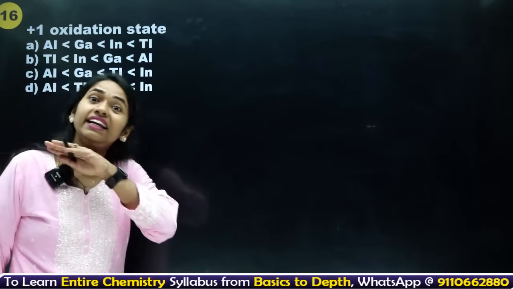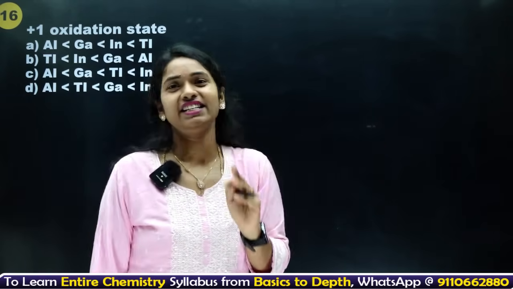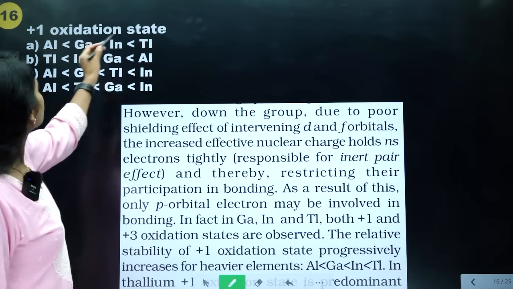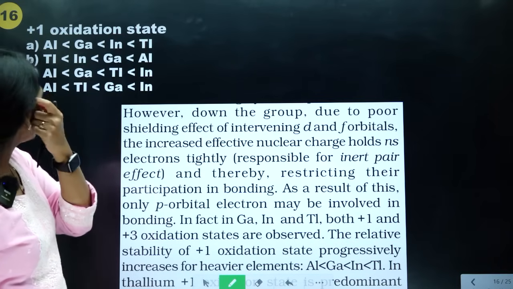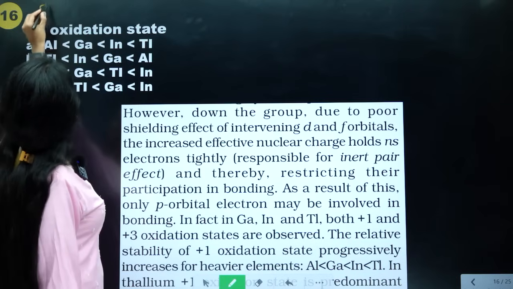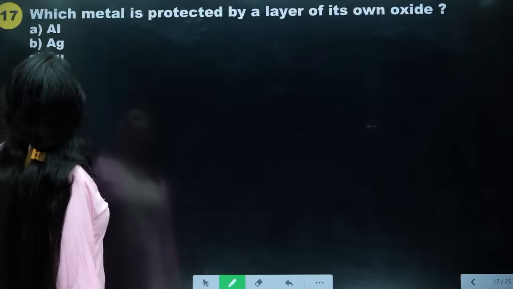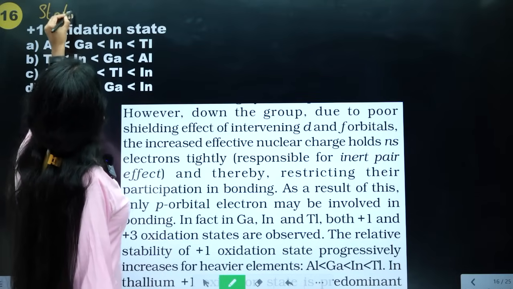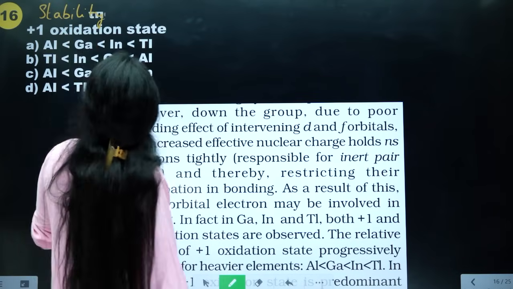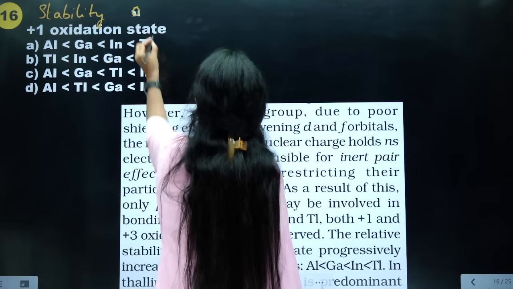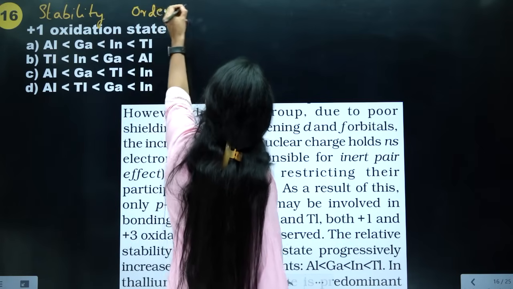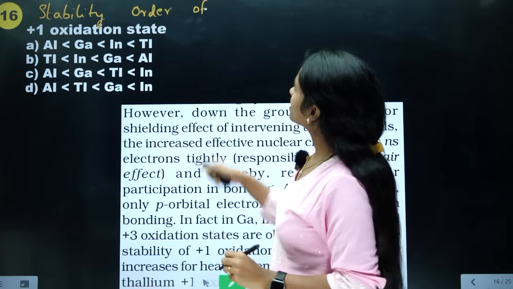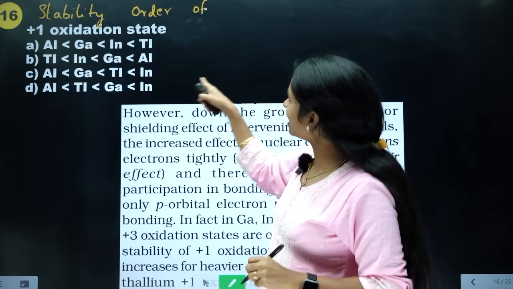In this video, you learned the entire second period and third period electronegativities. Which element shows +1 oxidation state? See here, a small question, it was missed. See, the stability order of +1 oxidation state. What is the correct stability order?